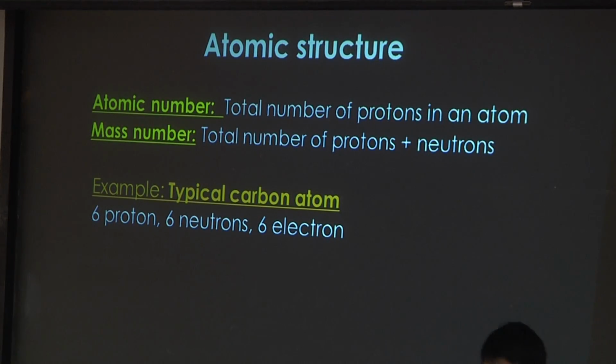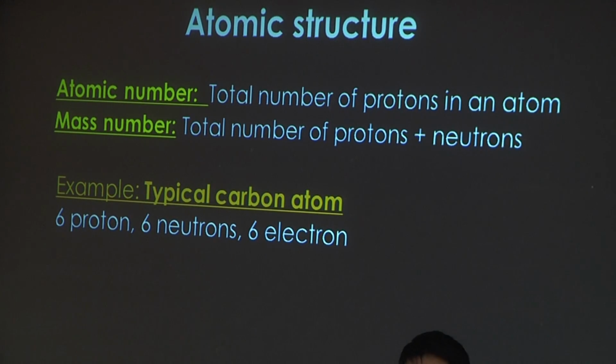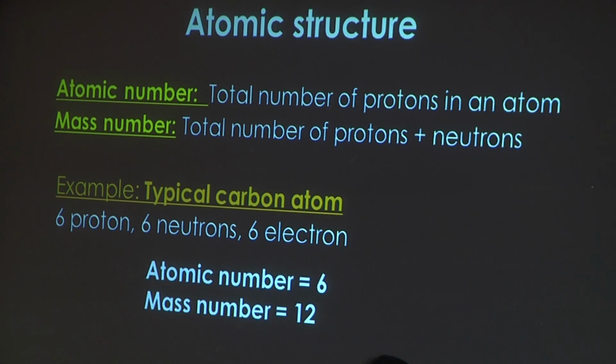Okay, so here's another example. A typical carbon atom has 6 protons, 6 neutrons, and 6 electrons. So what's the atomic number of this typical carbon atom? 6. What's the mass number? 12. Very good. And we could write this as 12C6. Another way to call this would be carbon-12.